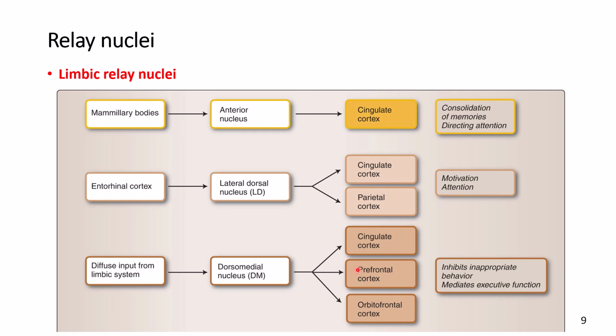That's the main area. But one more thing that you can notice here in the limbic relay system, you can see the cingulate gyrus is everywhere. The cingulate gyrus receives a lot of information, and then takes it somewhere else. From the cingulate gyrus, it goes to some other parts of the cerebrum.